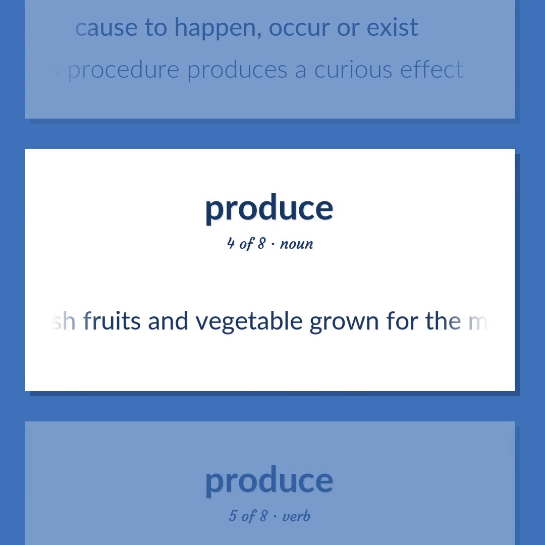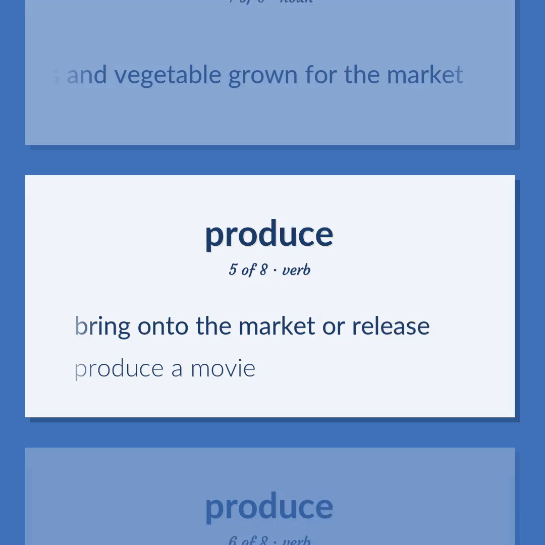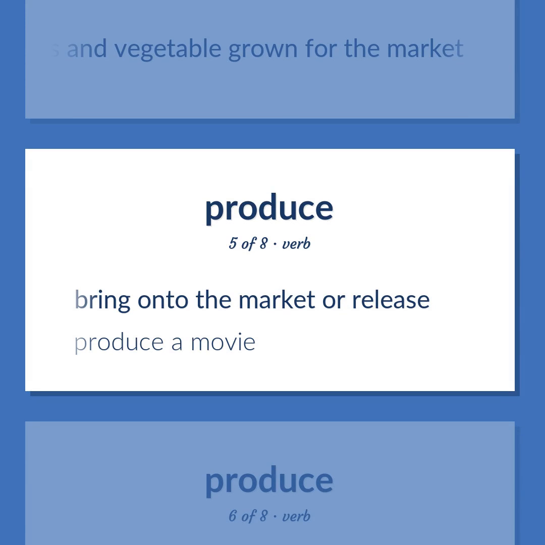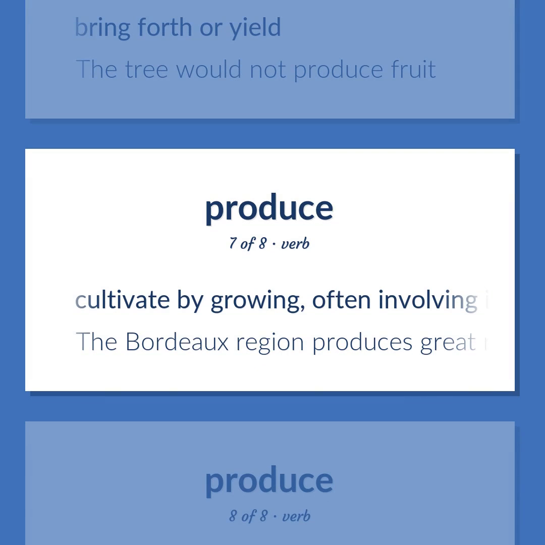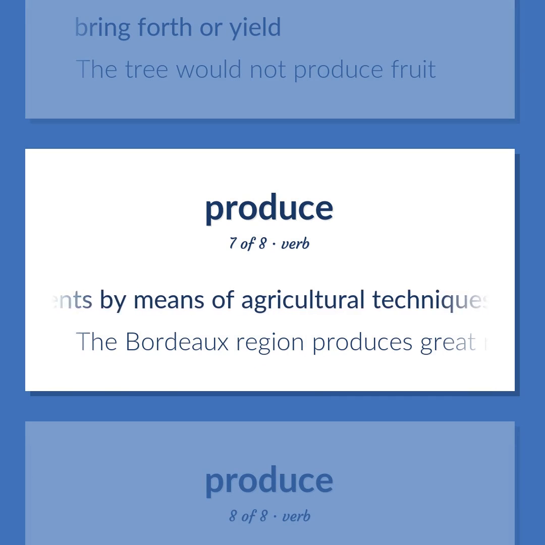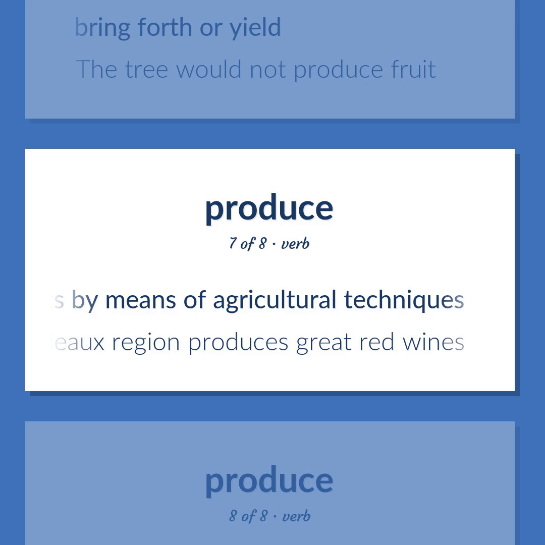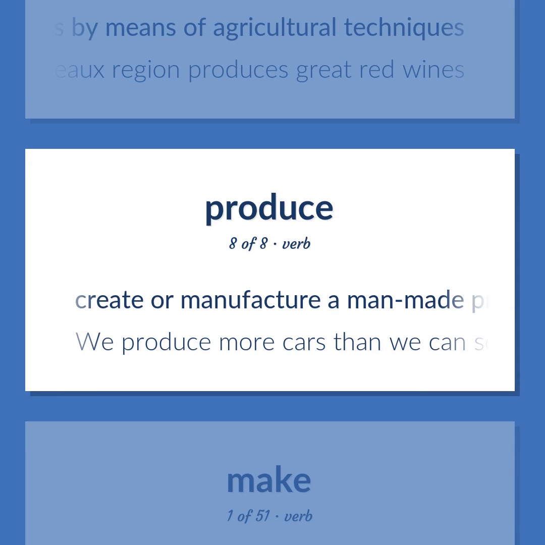Fresh fruits and vegetables grown for the market. Bring onto the market or release. Produce a movie. Bring forth or yield. The tree would not produce fruit. Cultivate by growing, often involving improvements by means of agricultural techniques. The Bordeaux region produces great red wines. Create or manufacture a man-made product. We produce more cars than we can sell.